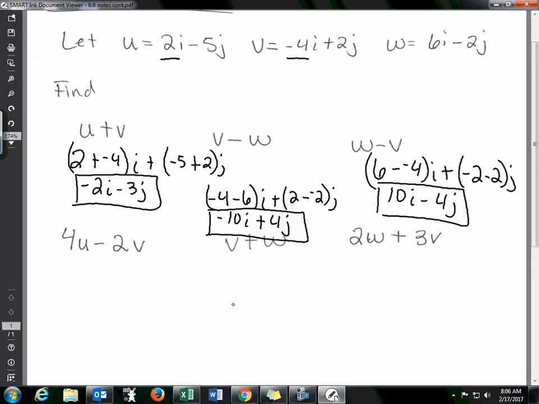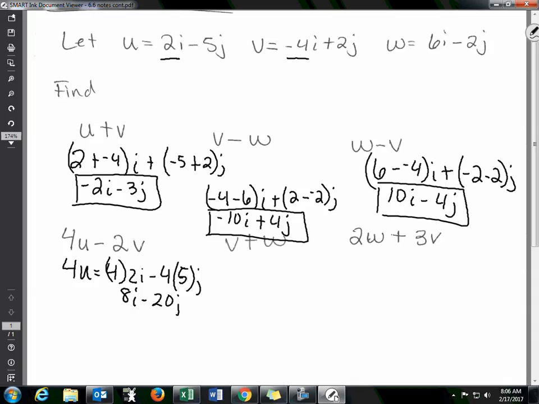Now, what happens when you have 4u minus 2v? Well, first you've got to take 4 times everything in vector u. And then you've got to take 2 times vector v. And then you can subtract. So how does that look? Well, 4 times u equals 4 times 2i minus 4 times 5j. So 4 times 2 is 8i, and then 4 times 5 is minus 20j.